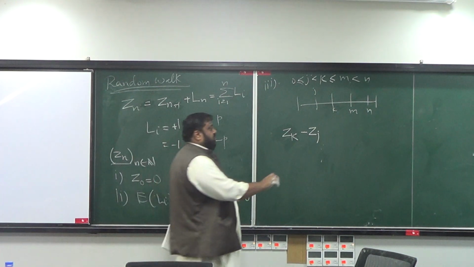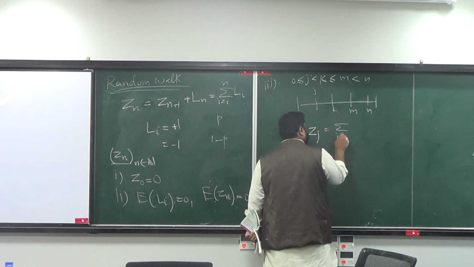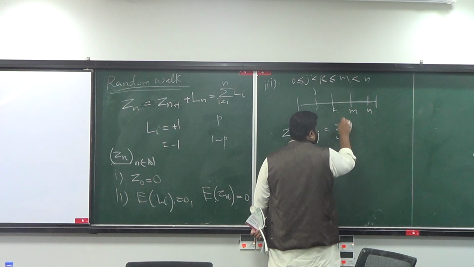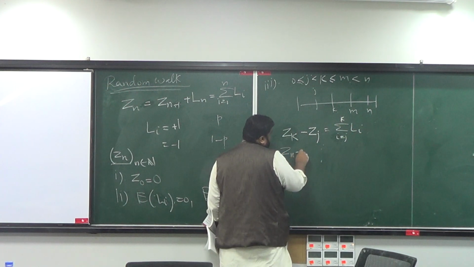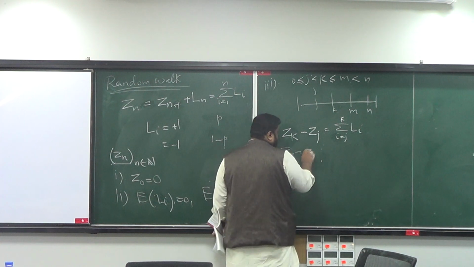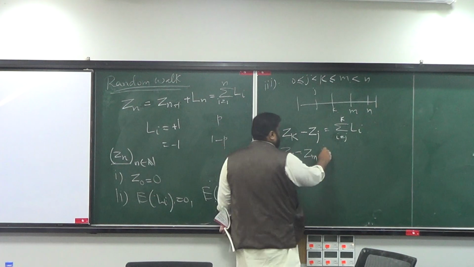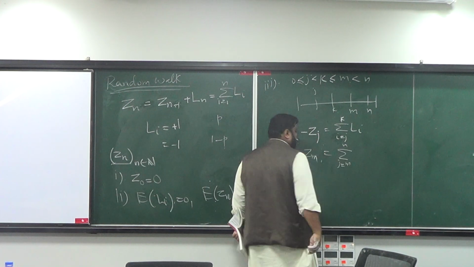So what would be these gains? These gains are going to be the gains from the jth game to the kth game, and what would be Zn minus Zm? The gains from M to N.